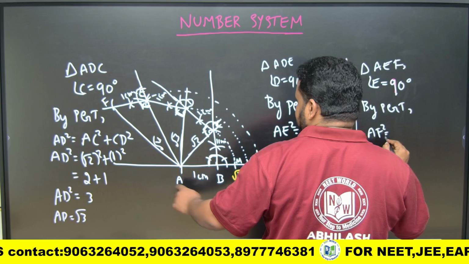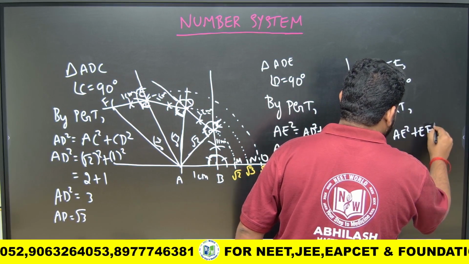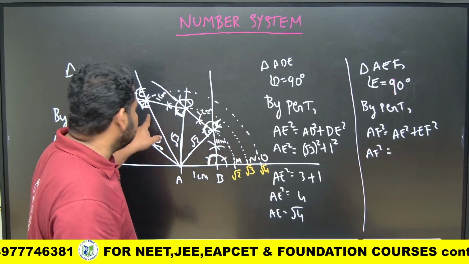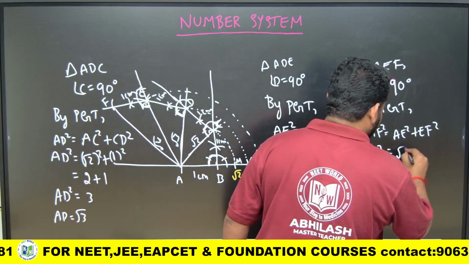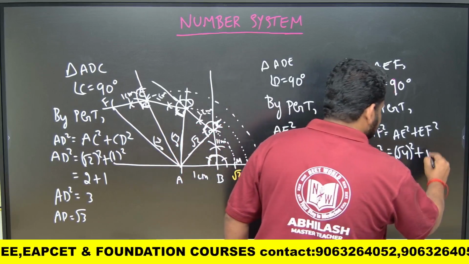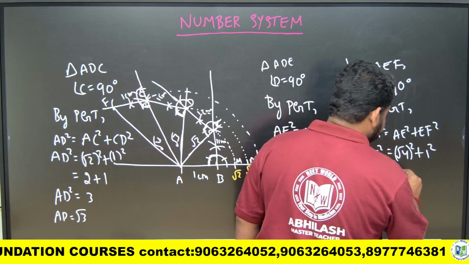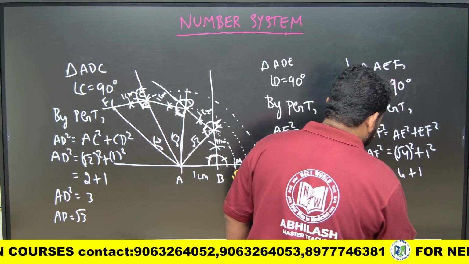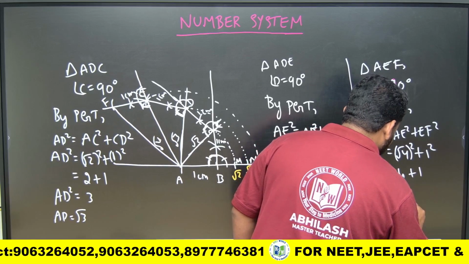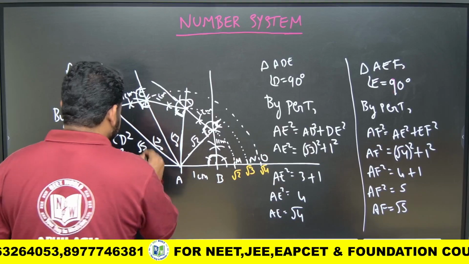AE square plus EF square. AE is nothing but root 4, so root 4 square. EF square is 1 square. Now AF square is root 4 square, which is 4, plus 1. So AF square is equal to 5. So AF is equal to root 5. We got AF as root 5, friends.